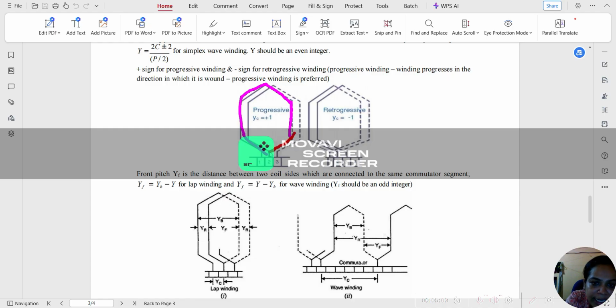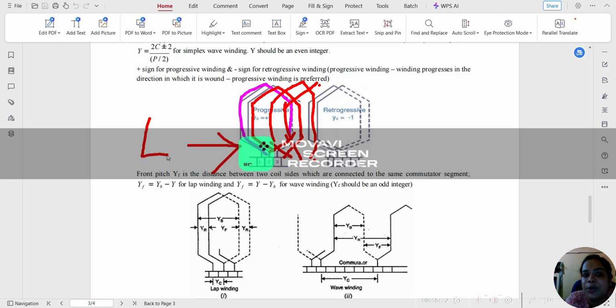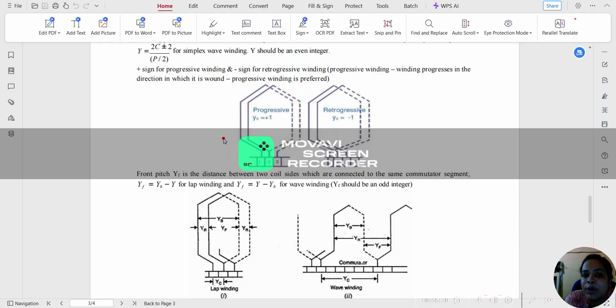This is the ending of the second conductor of the first coil. If I am continuing like this, you can see this one. If I am continuing in left to right pattern, or the winding is progressing in the same way, on the positive side, we'll be calling it progressive winding. From left to right, the winding will be progressing. Hope it is clear. Plus sign for progressive winding and negative sign for retrogressive.